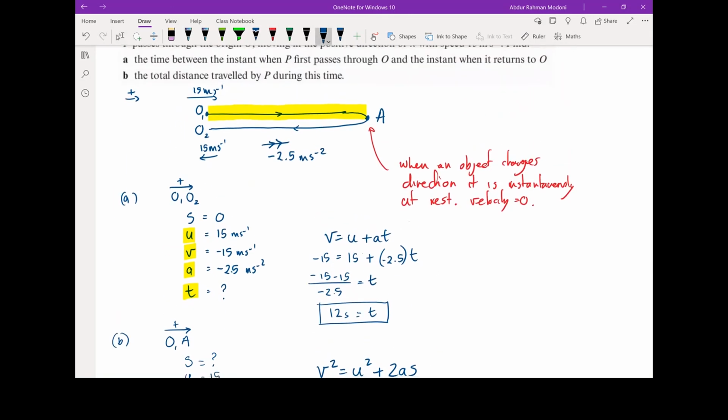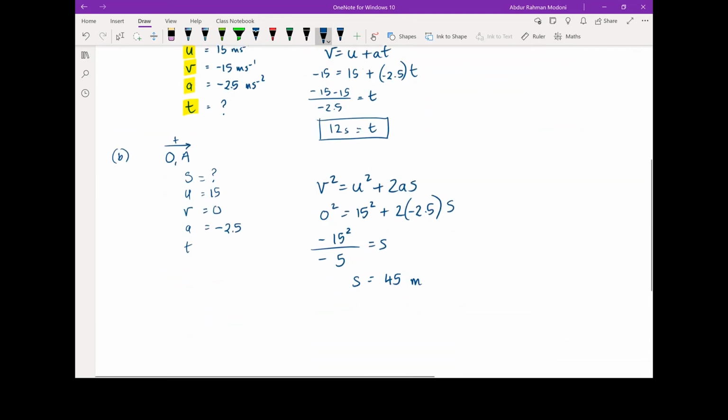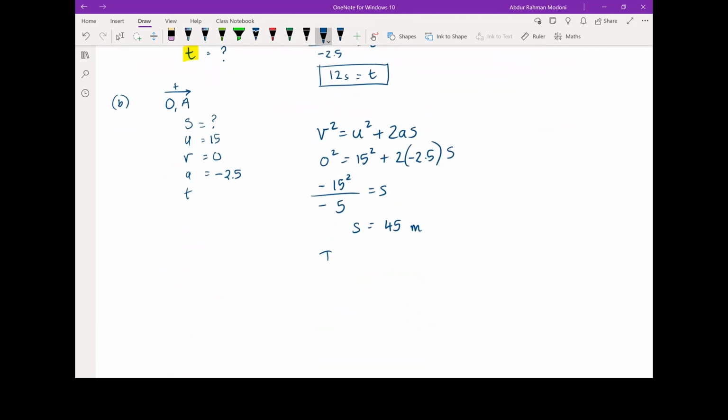Now this is the distance from O1 to A, i.e. the highlighted bit here. Now we are asked for the total distance travelled by P on its journey all the way from O1 back to the origin again. So the distance will be double that. So total distance is equal to 90 meters, double the 45 meters. That's my answer.